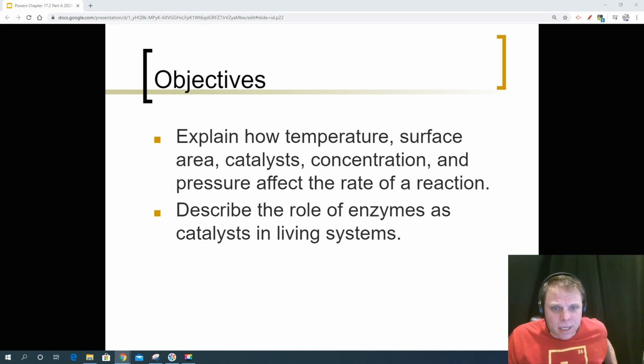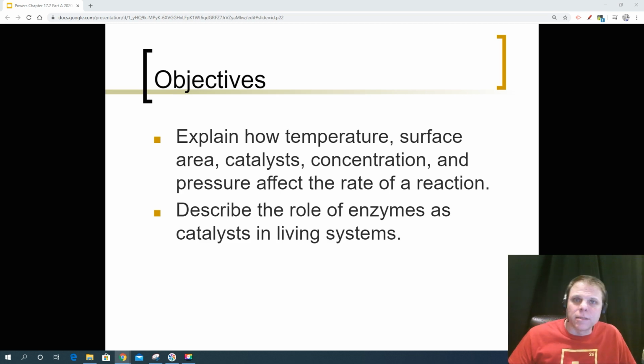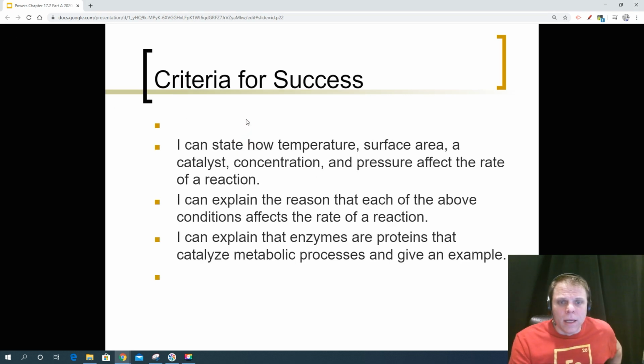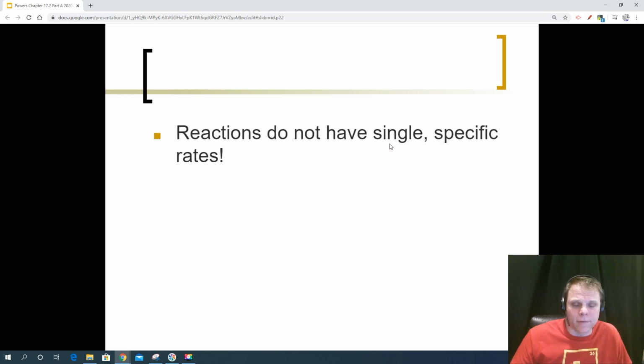So our objectives here today are to look at temperature, surface area, catalyst, concentration, and pressure, and see how those things affect the reaction rate. And then we will look at enzymes, and we'll see how enzymes work as catalysts in living systems. So we want to be able to explain the reason that each of these different things, like temperature and surface area, etc., are able to affect the rate of the reaction. And then you want to be able to look at enzymes as proteins and see how they can affect metabolic processes and give examples of them.